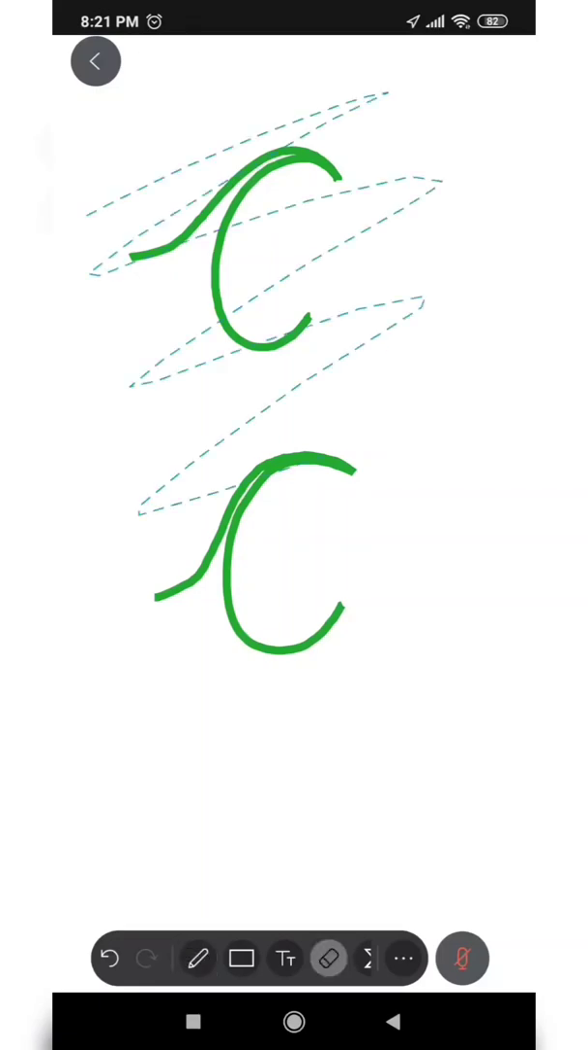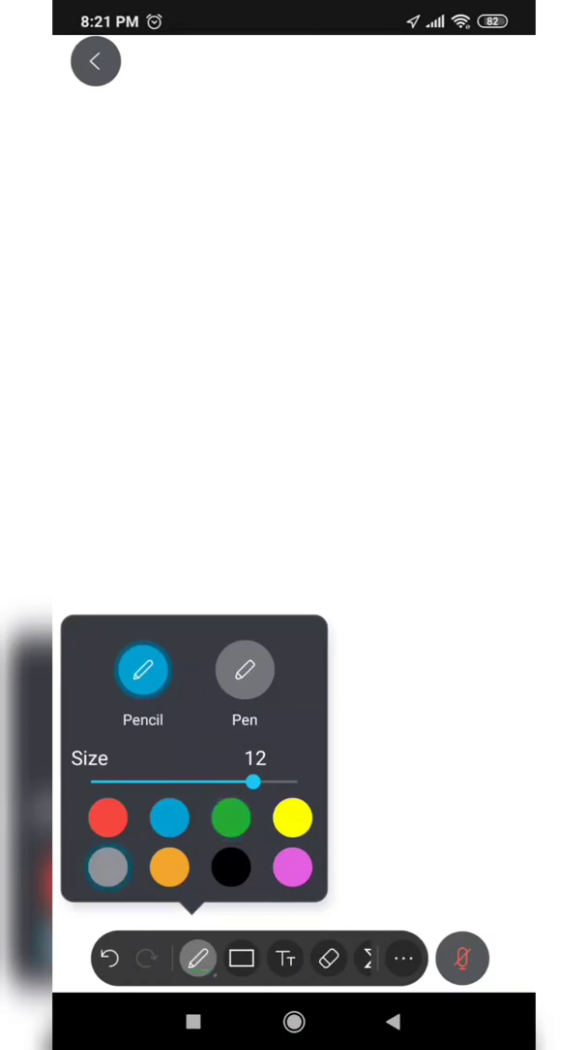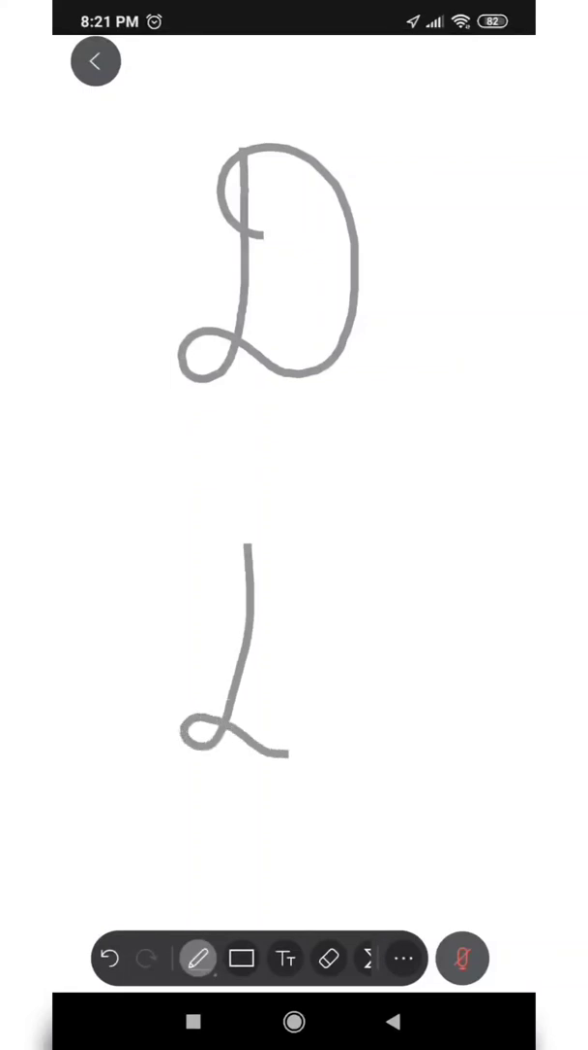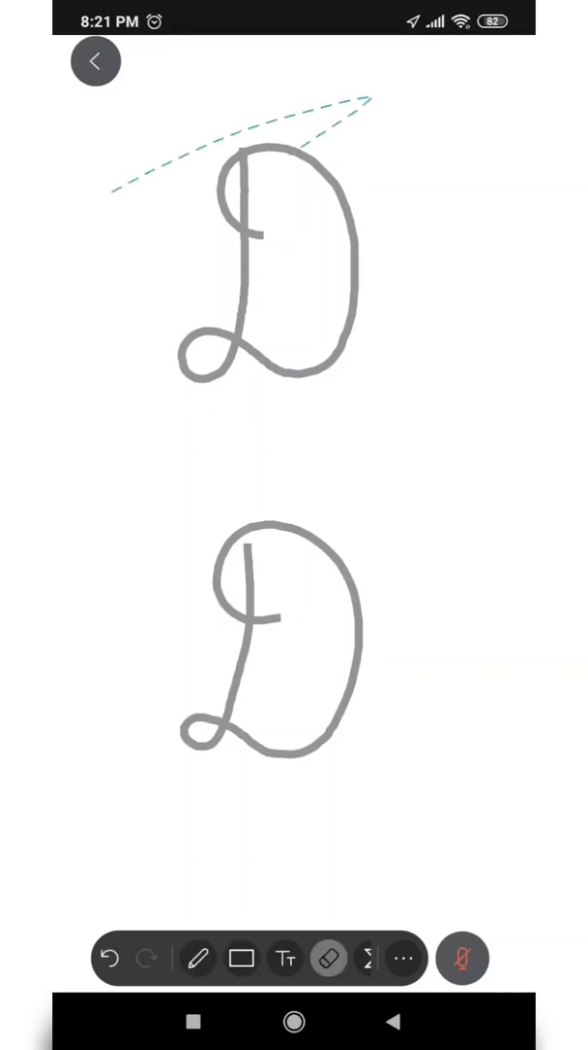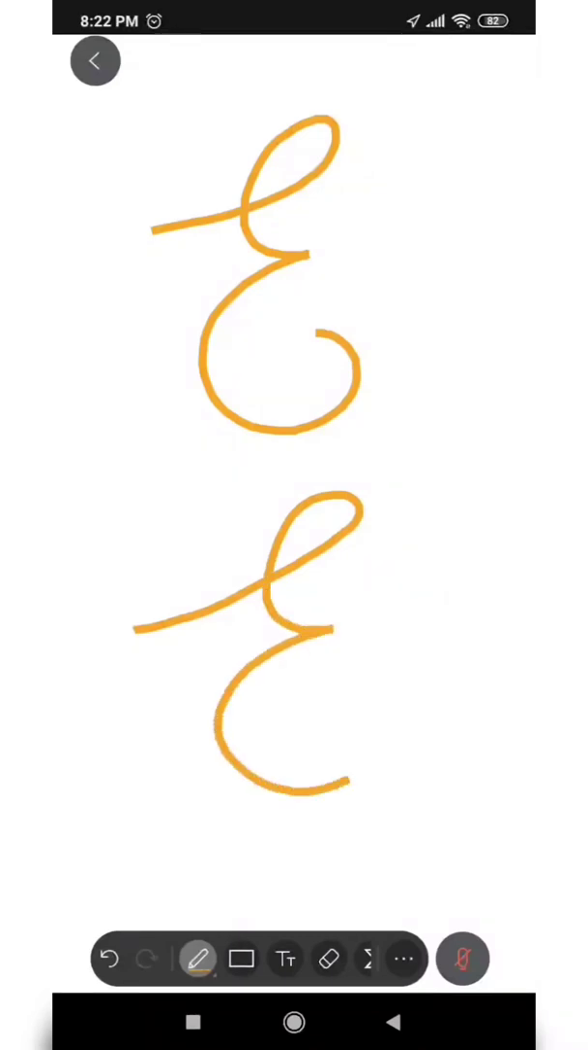Okay. C. Then D. D, just make sure that when you make the curve, you should touch the line down. Okay. When you make D, it should touch down, then you go up and again make that curve. Okay. That's D. Then to write E, capital letter E, cursive writing, just notice how the curves are going. You take it, curve it in and out.